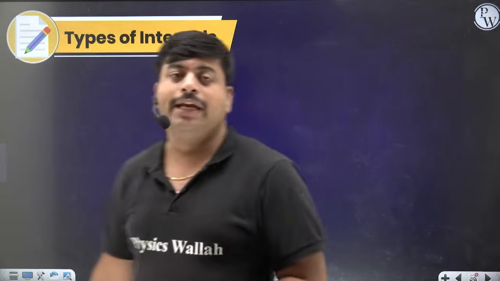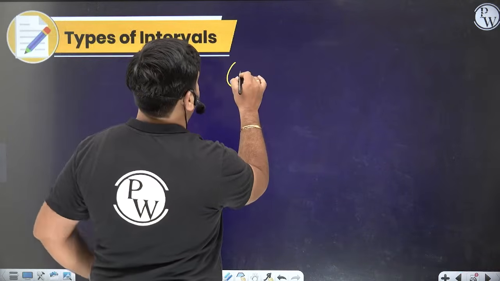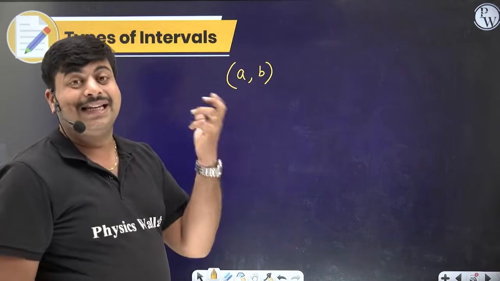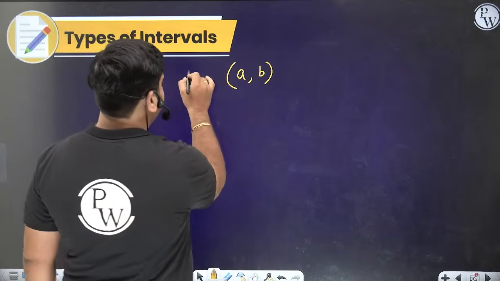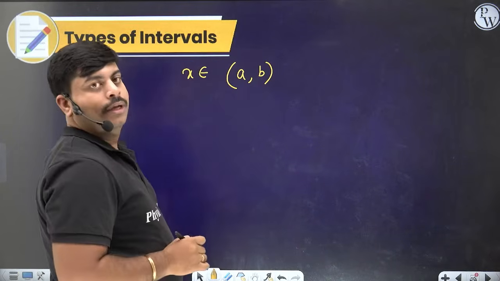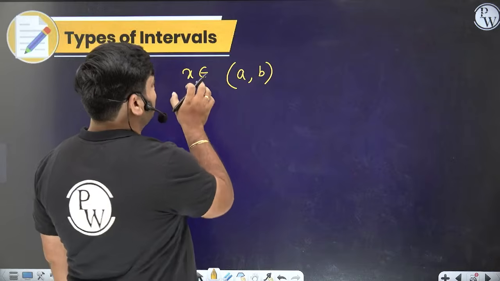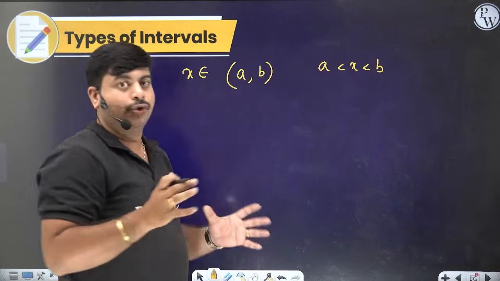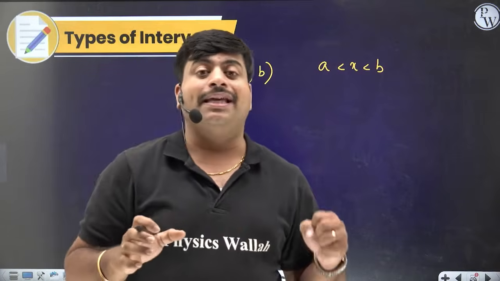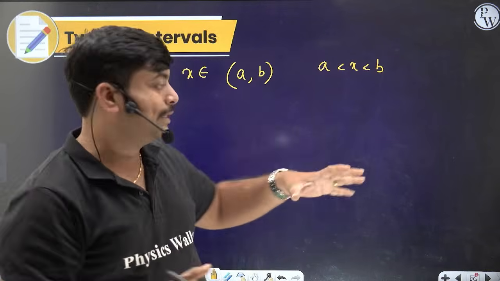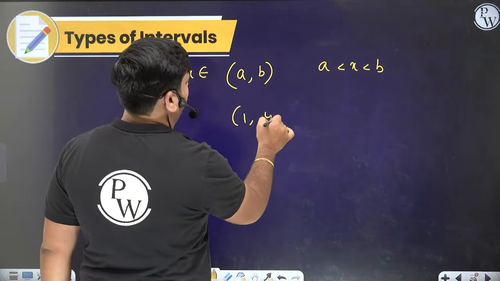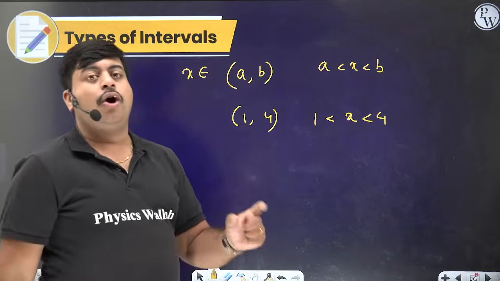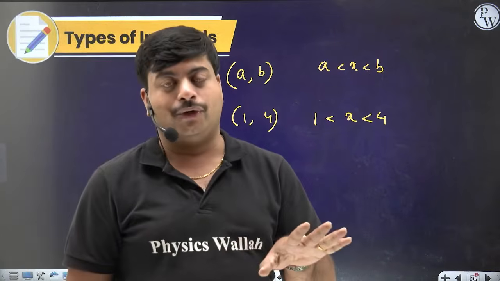So that is about inverse relation, and now types of intervals. This is very important again. When I say in intervals, x belongs to (A, B) in round brackets, that means x is a number between A and B. That means A less than x less than B. A and B are not included. We need to consider the elements in between A and B. For example, you have (1, 4). So you need to include all the elements from 1 to 4, but not 1 and 4.